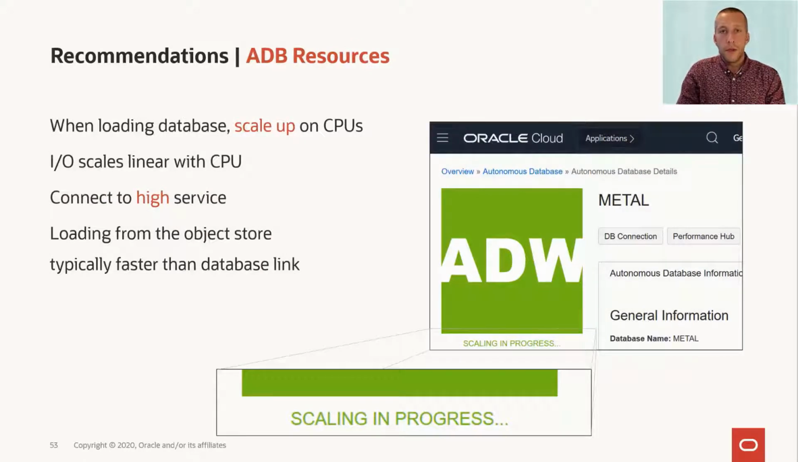When you start your import into the autonomous database, you can scale up on resources to make it faster. You can add more CPUs online. And what's really nice about adding CPUs is that the I/O scales together with the CPUs. So the more CPUs you get, the faster subsystem you get, the more I/O you get access to. In addition to that, you should always connect to the high service when you're making migrations, because this will ensure that the database resource manager allocates adequate resources to your database sessions. And then typically, it's faster to load data from the object store compared to loading data over a network link.